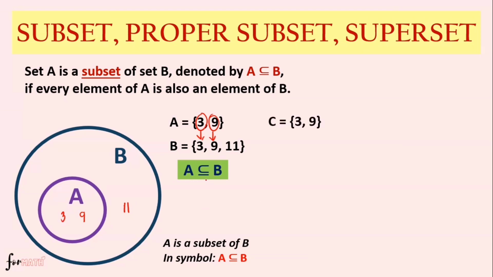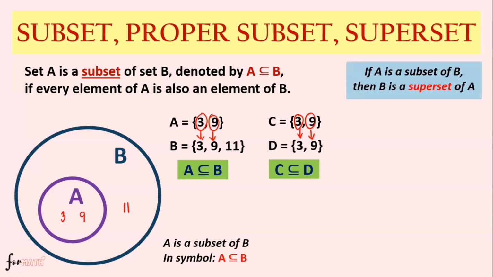Okay, next is we have set C. Set C natin is 3, 9. B is 3, 9. Based on the definition of the subset, sabi dito, every element is also an element dun sa second set. Okay, therefore, we can say that C is a subset of D, kasi yung 3, 9 nandun din naman sa set B natin. So that is the meaning of the subset.